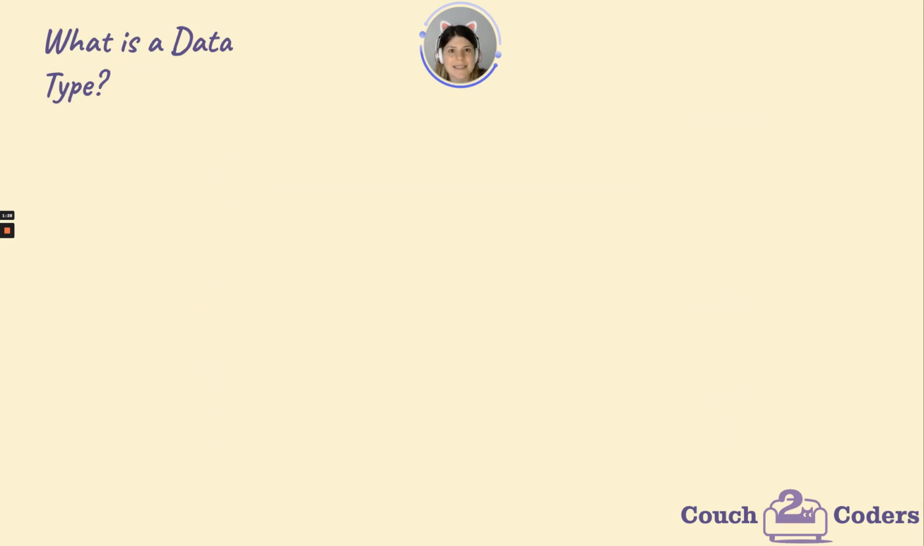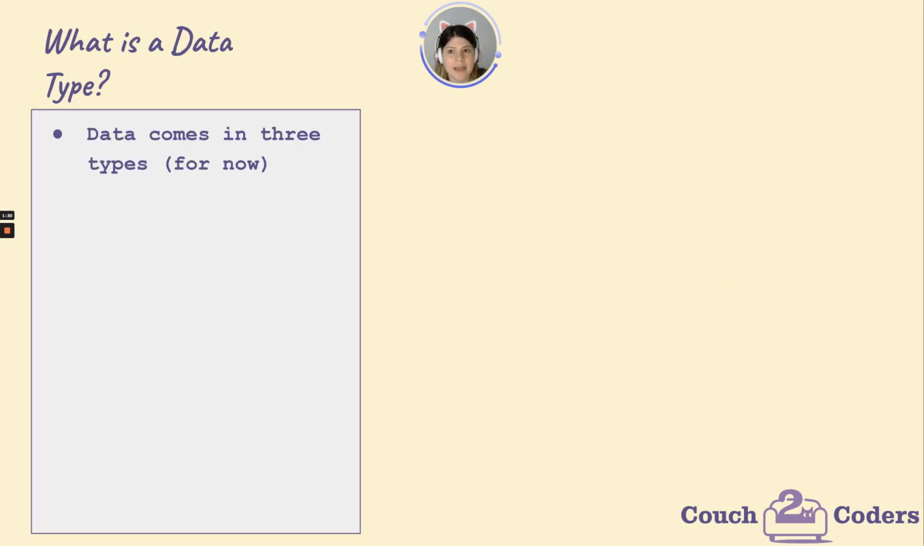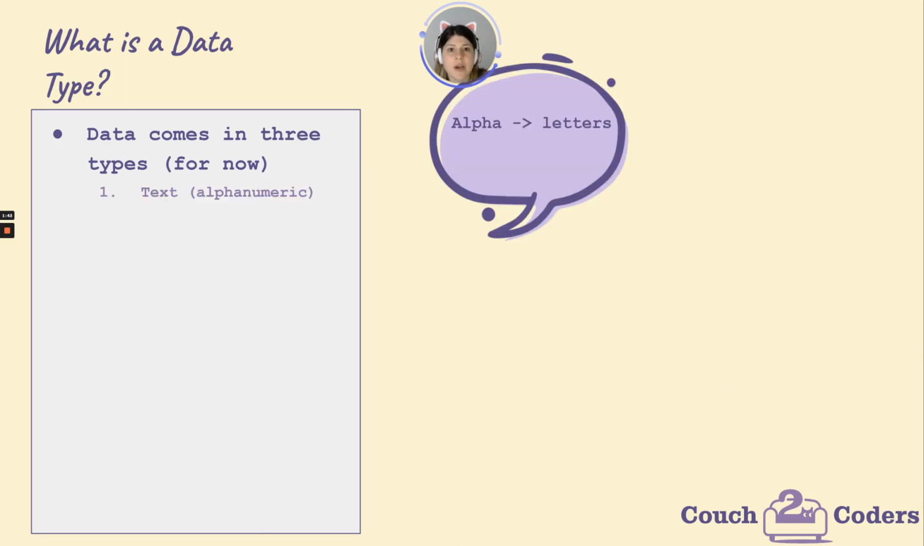What is a data type? Data comes in 3 different types for now. There's a lot of other types out there, but these are the ones that we're going to focus on. We have text, which can be alphanumeric. That feels like a big word, but if we break it up into its individual components, it's not that complicated.